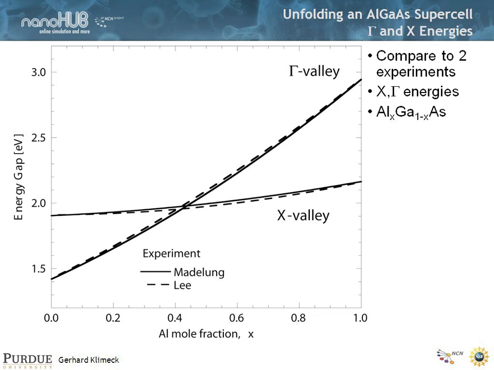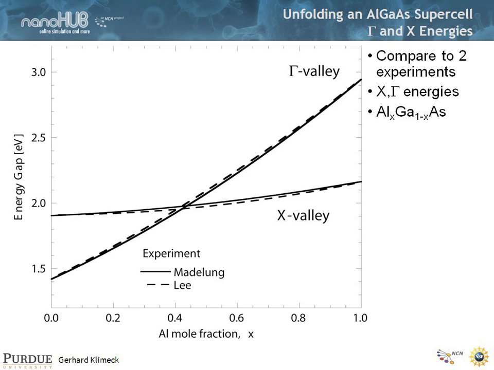We can now also look at the band edges that we obtain. So here in the solid line are two experimental data sets where people have measured the band gap of aluminum gallium arsenide as a function of aluminum concentration. And in the previous lectures I mentioned that gallium arsenide is direct and has an X point that is up in energy, and that aluminum arsenide is indirect, it has its minimum at X, and its gamma point is way up in energy. And at some point they cross, and that crossing point is roughly at 40%.